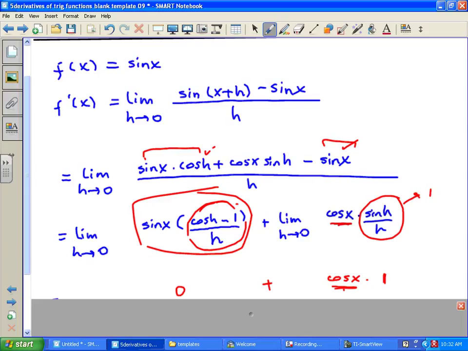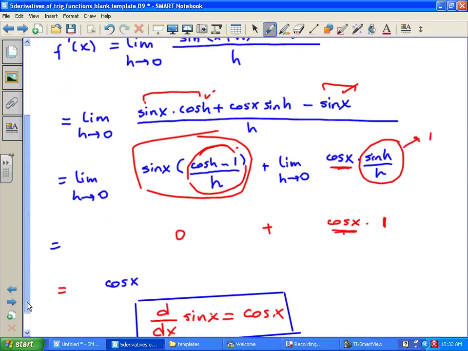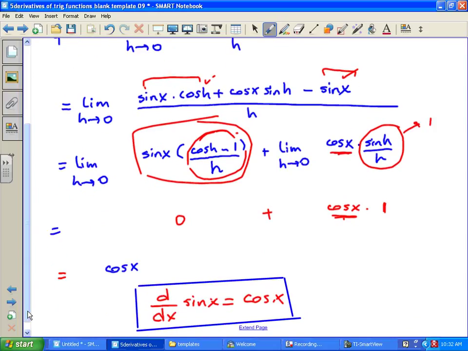So finally, if you put every piece together, you end up with 0 plus cosine x times 1. In other words, you end up with just cosine x. So that's the derivative of sine: cosine. It was so much easier to understand when you just look at a graph.